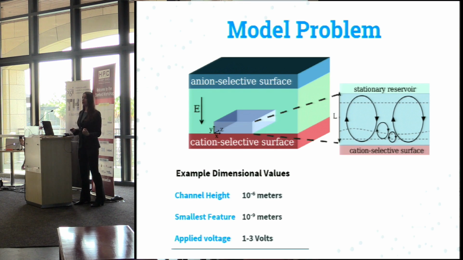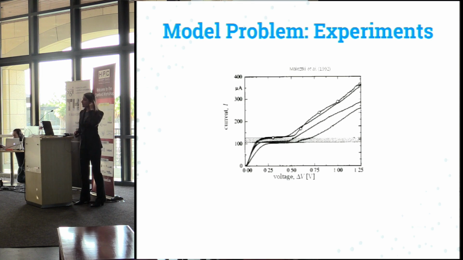And so in this problem, we actually have to resolve 3 to 4 orders of magnitude of spatial resolution, and then for our numerical methods to time advance accurately and stably, we also have to use a very small time step. And also to give a sense of the applied voltage in one of these systems, across one channel, we're looking at an applied voltage on the order of 1 to 3 volts.